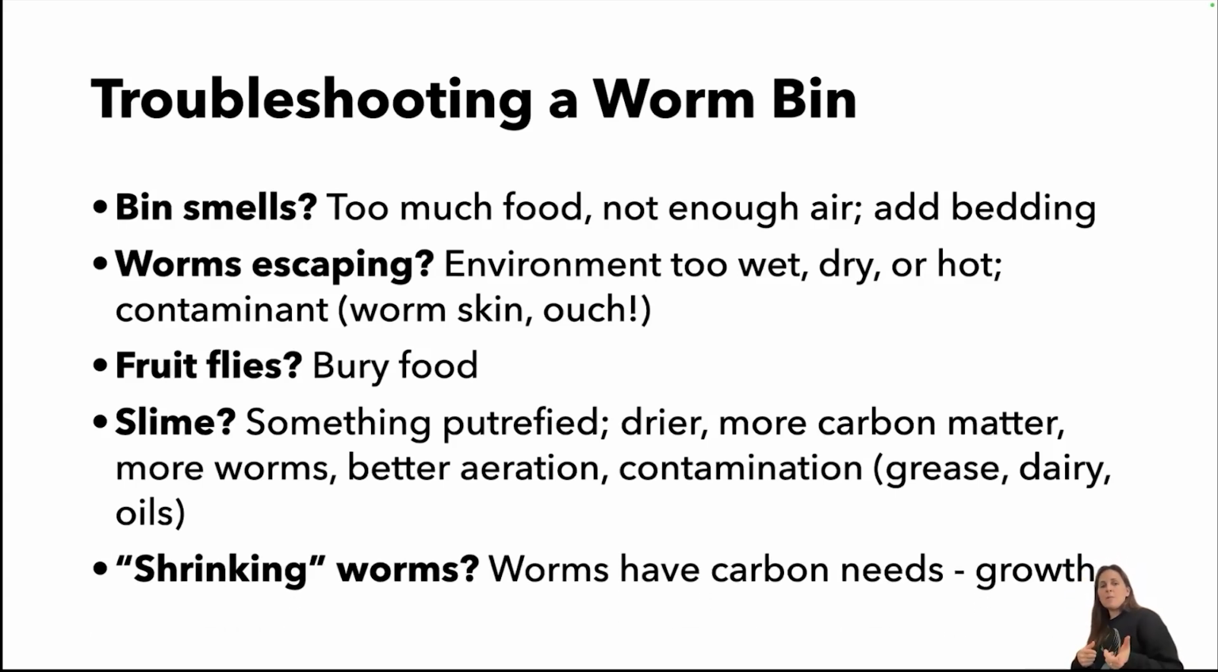And then this was a fun one for me. I had a mysterious case of shrinking worms. And that's when I learned that worms too have a certain carbon requirement. It may not be as high as traditional heap composting, but they also need carbon in order to grow nice and big. And in the event that you're adding too much food waste and not enough carbon, then they'll continue to shrink and shrink and shrink. And it's not actually that they're shrinking, but they're not growing to their full size.